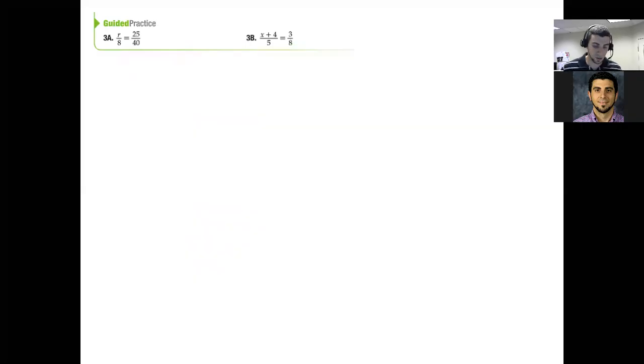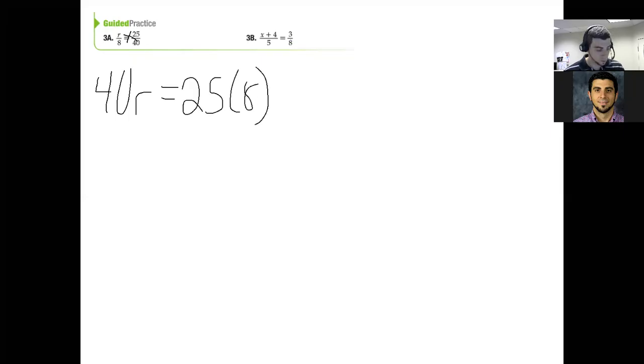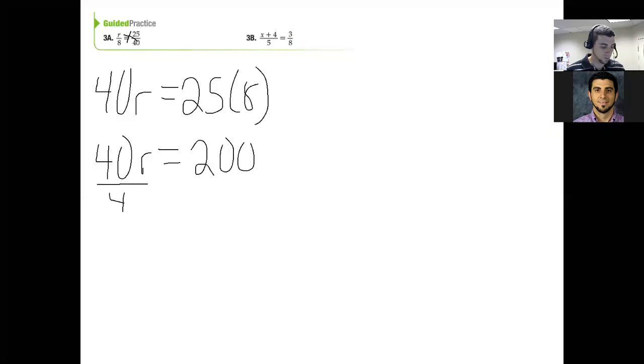Okay, we're back. So taking the cross product here, you get 40r equals 25 times 8. Think quarters. How much money would 8 quarters give you? Yeah, give you $2. So that's 200. Divide both sides by 40.